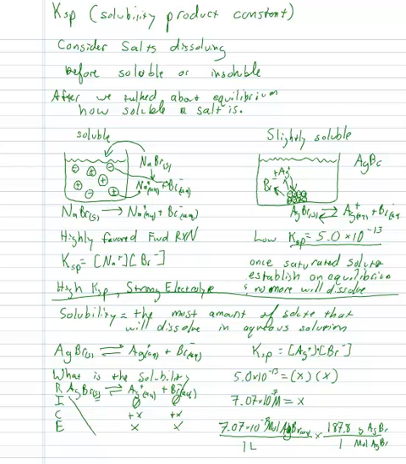We can also predict if a precipitate will form or not. So essentially it's the same thing. We can predict if a precipitate will form based on molarities or concentration of the ions in solution.